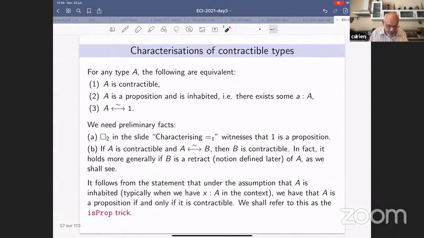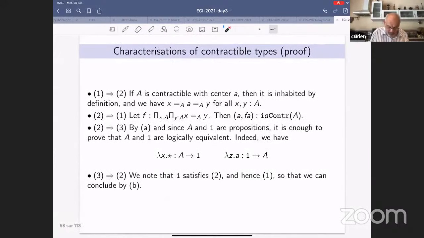Okay, 2 implies 3. This is more interesting. We have to prove that there is an equivalence between A and 1. So we have to exhibit 2 maps, from A to 1 and from 1 to A. This is quite easy by the trick of taking constant functions, because both A and 1 are inhabited. For going from A to 1, I can map every element of A to the unique element of 1, which is star.